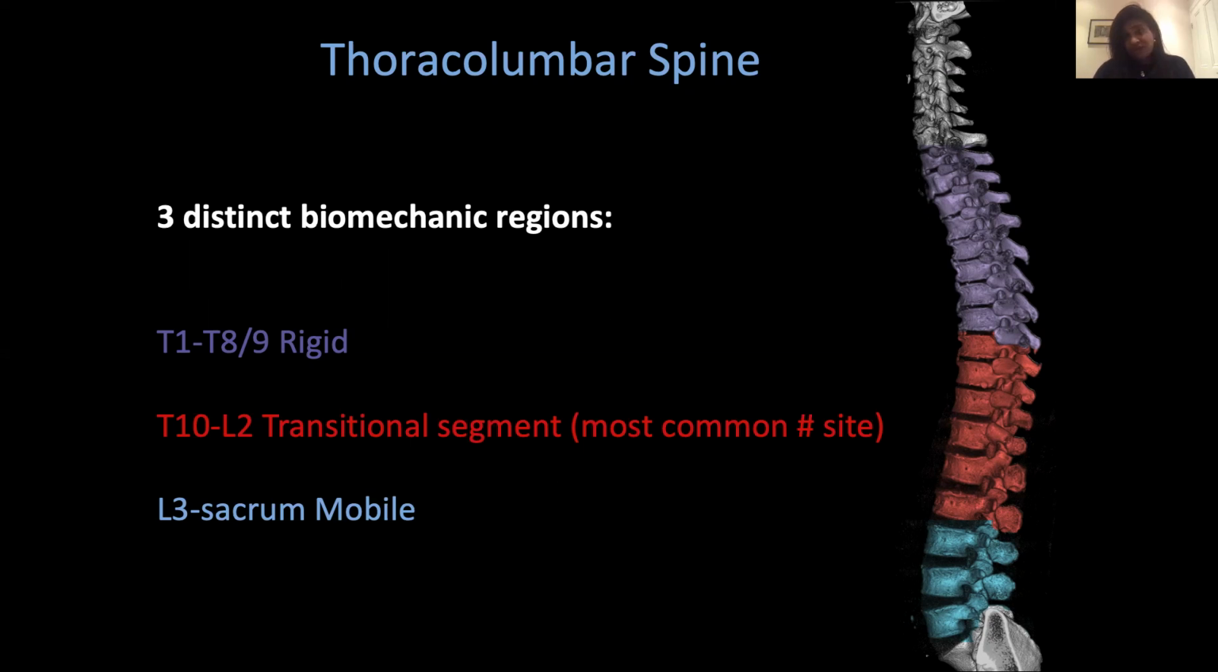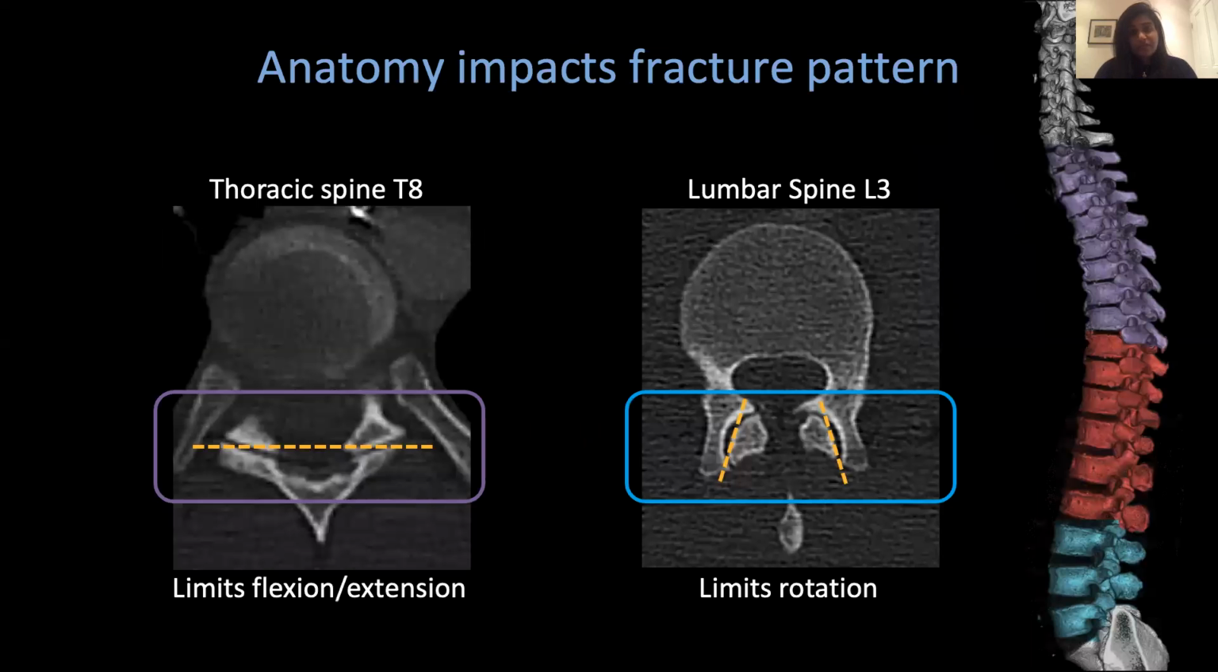And so your compression fractures and burst type fractures are most common here. And then from the L3 to the sacrum, you have a more mobile segment, a lordotic segment, where axial load injuries predominate.